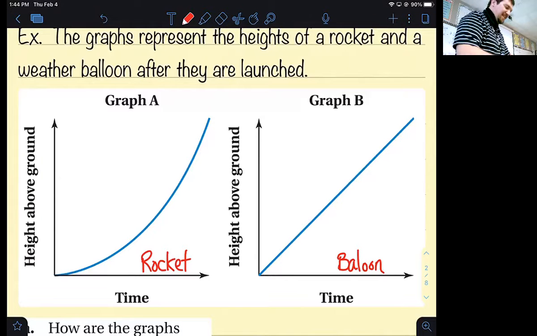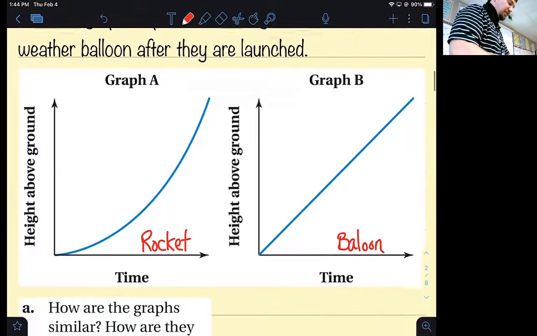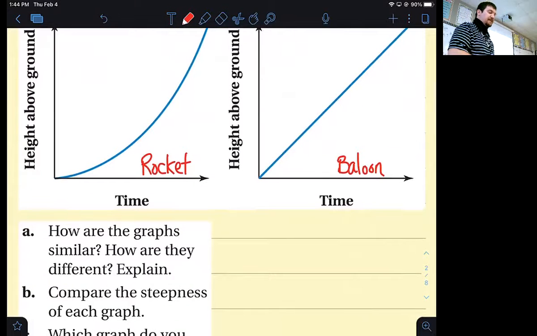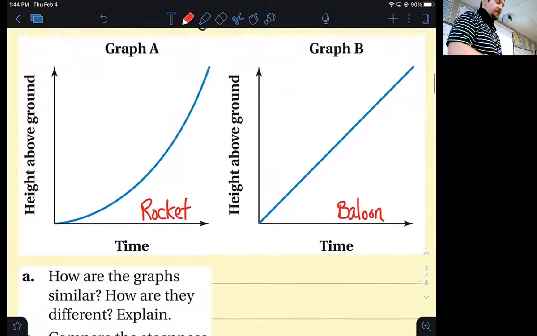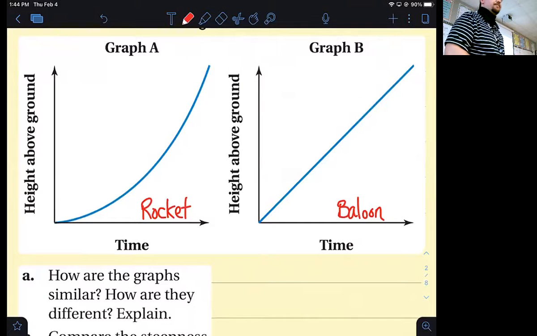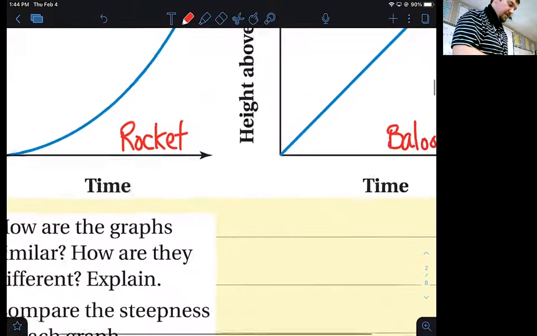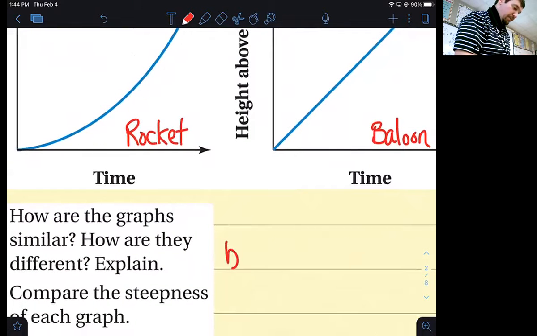Okay. It wants us to do three different things. It says, how are the graphs similar and how are they different? Give me one reason these graphs are similar. Ashton? Similar. Oh, similar. Sorry. I'll come back to you. Okay, well then I won't come back to you. Okay. So both are increasing.